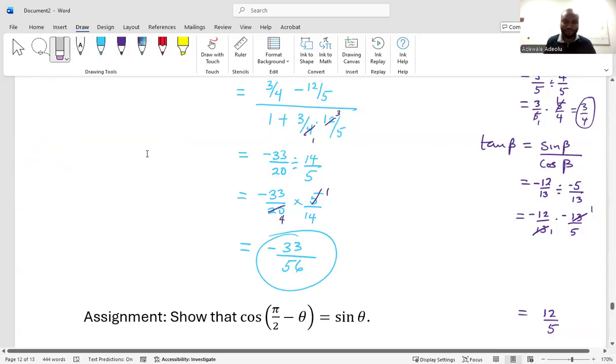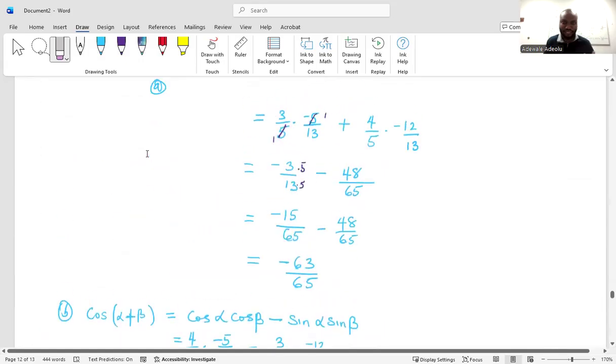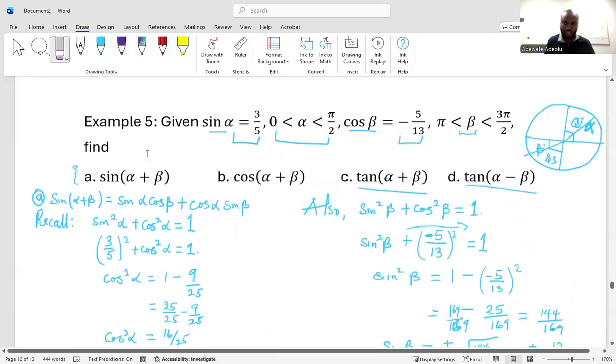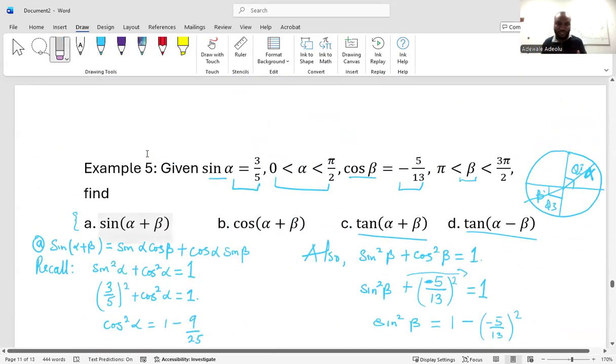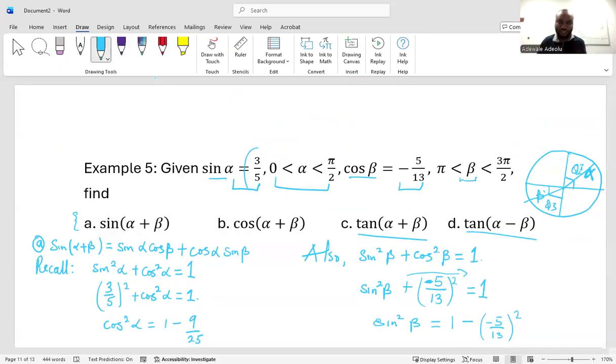Okay, so that is that. Let us quickly summarize what we did here. We're given something, some ratio, just like we did in a previous class.